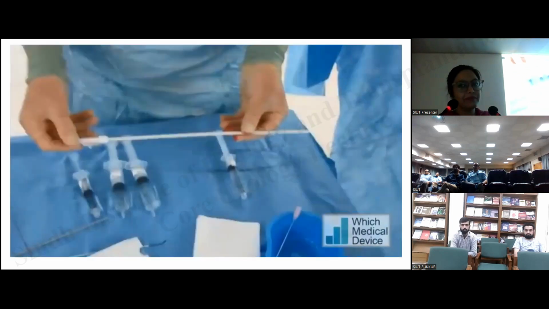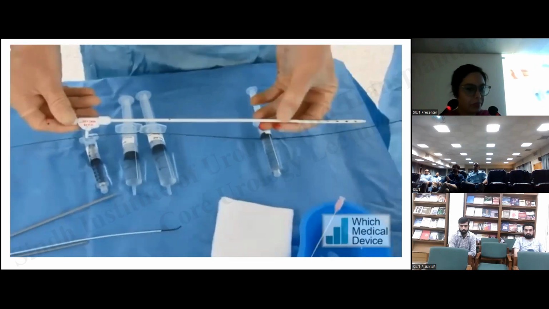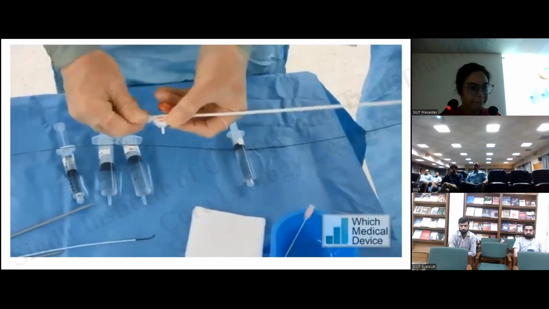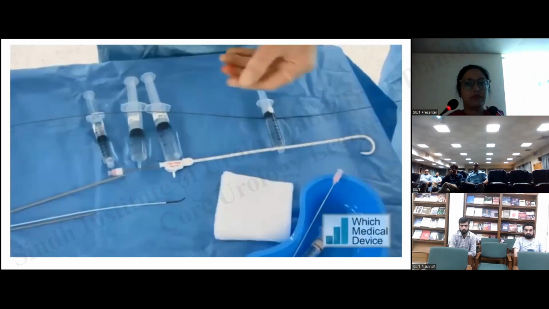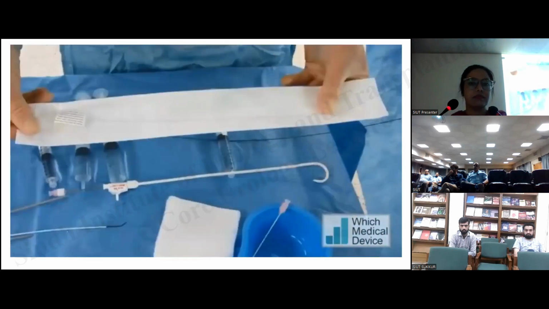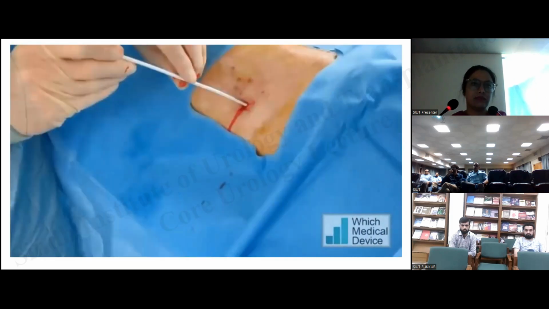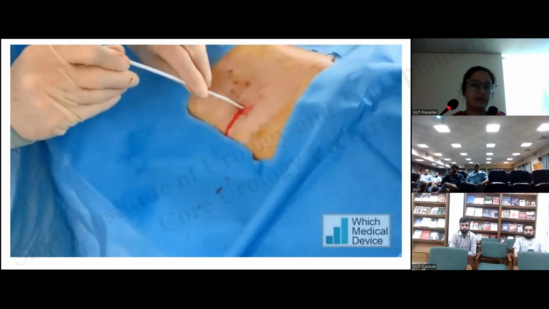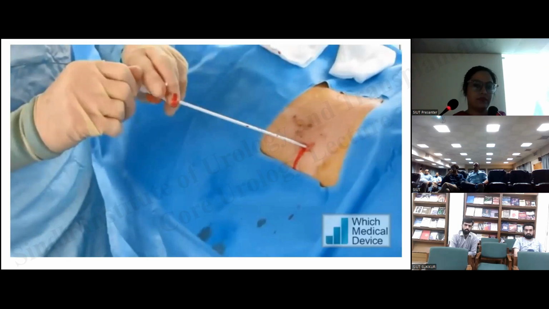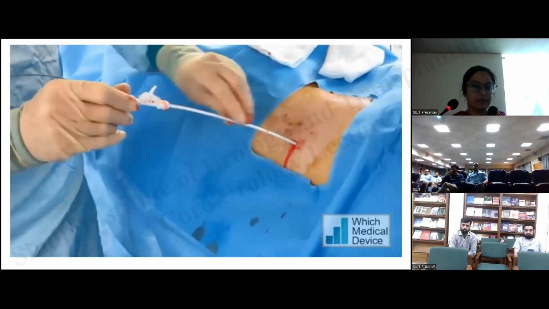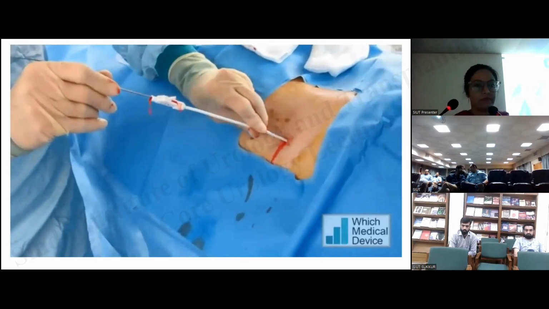Right, it's a Cook 12 French locking pigtail catheter, large lumen, multiple side holes, and can be inserted using either a central metal stiffener or a plastic stiffener, which is just there, which allows a lot more flexibility. So once the tip of the catheter is into the collecting system, we can unlock the metal stiffener and slide the catheter over the wire. That will coil up within the renal pelvis.